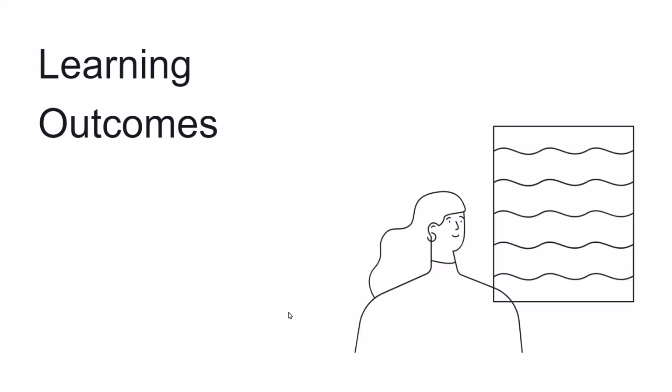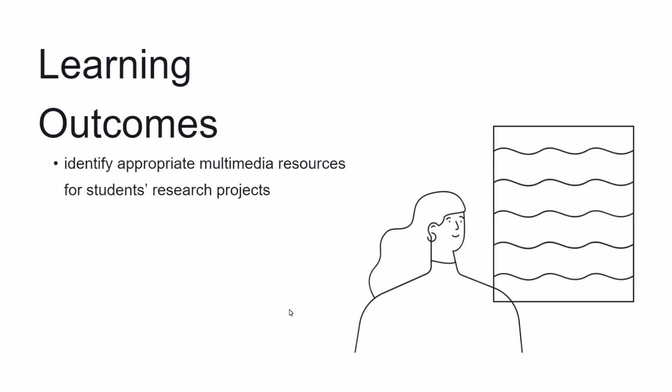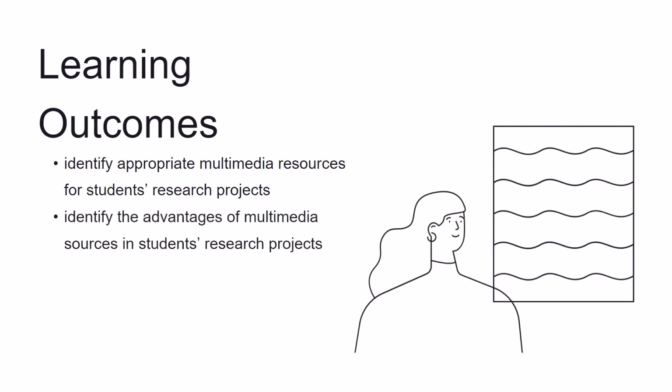So the learning outcomes for this particular session are identifying appropriate multimedia resources for students' research projects. What I mean by appropriate is whatever you have determined for your own course and what that looks like. And then identify the advantages of multimedia sources in students' research projects. I'm going to bring up some things that I think are advantages. You might say, no way, that's just not fitting for my class, and that is totally great. It is really a matter of what are the advantages for your particular context. This is obviously a very broad discussion, but I hope that in talking about things in this kind of way, it provides you with some support about things you might consider doing in your classes.